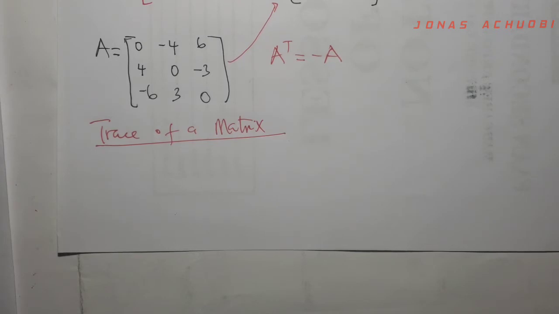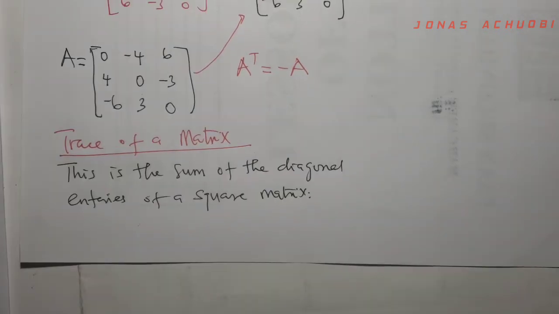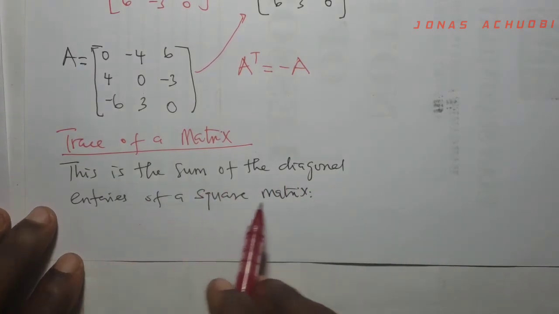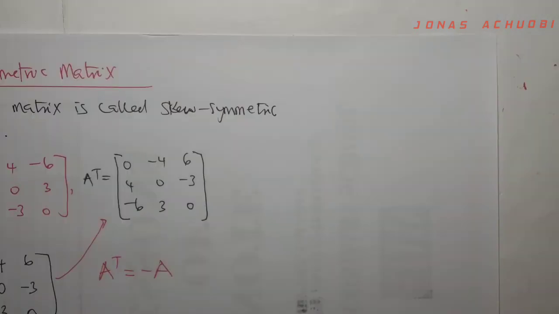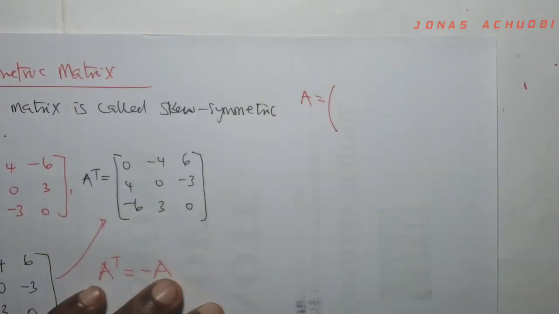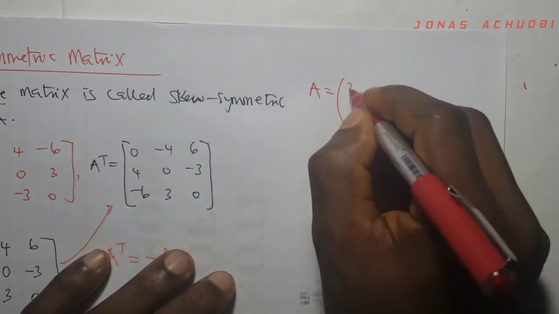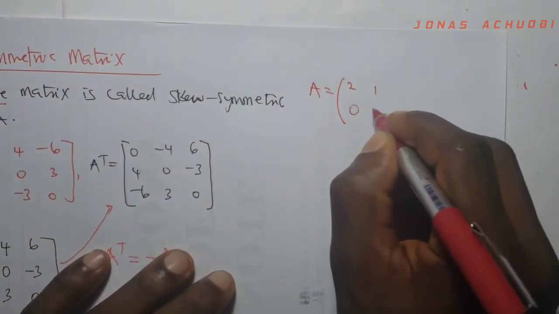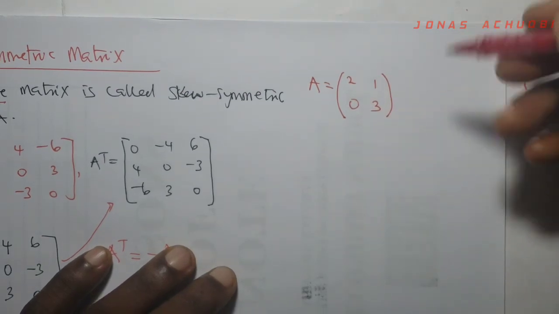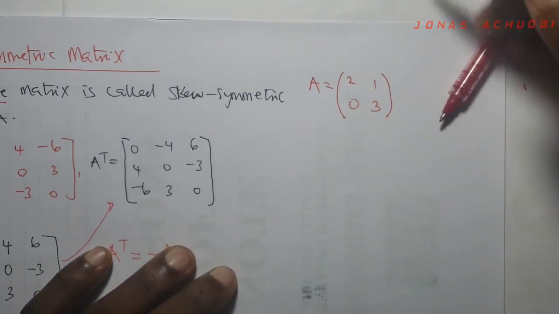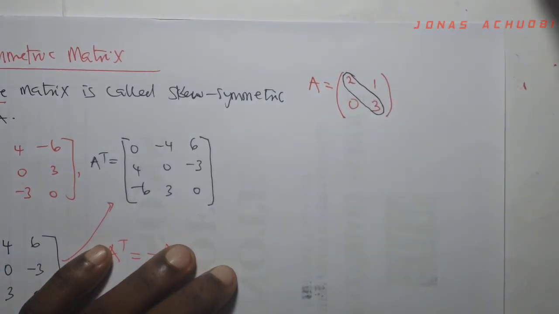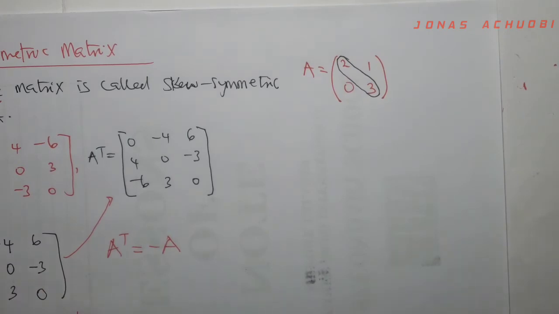Let's take one more definition: trace of a matrix. This is the sum of the diagonal entries of a square matrix. For instance, if we have a matrix, say matrix A, a 2 by 2 square matrix with entries 2, 1, say 0, and 3. So what are the entries of the diagonal here? They are simply 2 and 3. You know what that is already. Those are the entries of the main diagonal, or just diagonal.